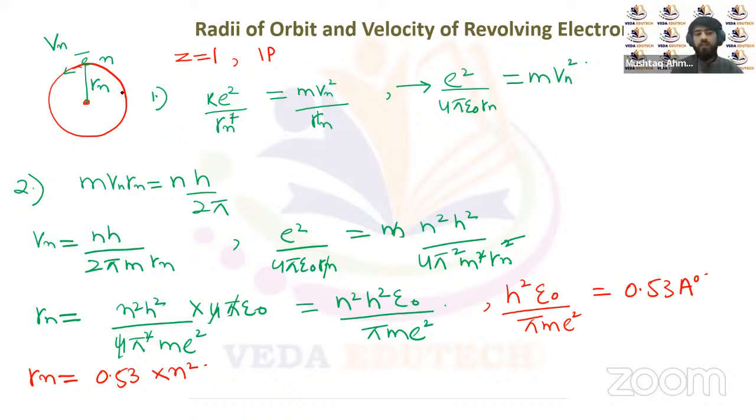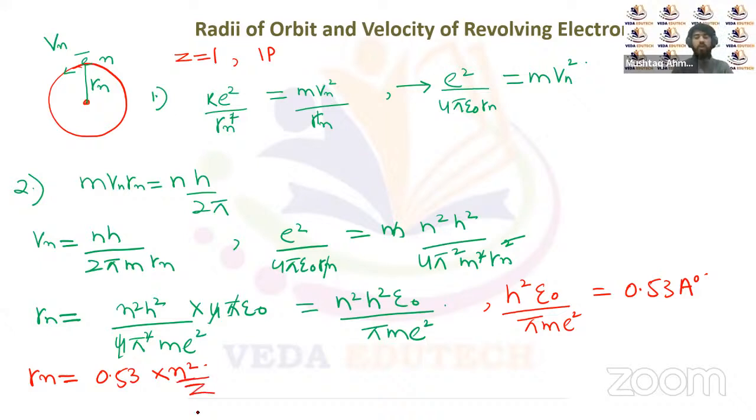Similarly, the total charge at the center of the nucleus for lithium will be 3 times e. In general, we can replace the value of charge in this equation with Z times e. When we do that, we get Rn equal to 0.53 multiplied by n square upon Z. So we get a factor of Z in the denominator.